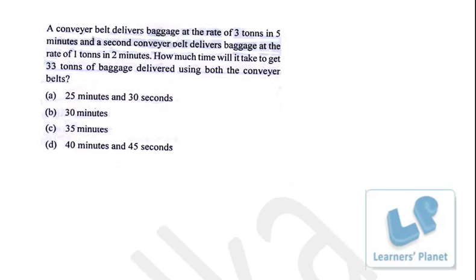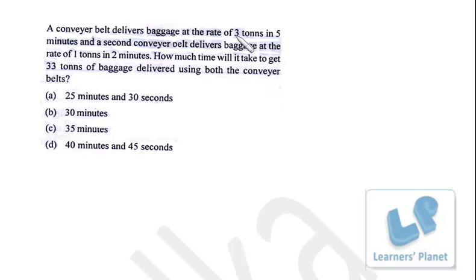Now see this problem. A conveyor belt delivers baggage at the rate of 3 tons in 5 minutes, and the second conveyor belt delivers baggage at the rate of 1 ton in 2 minutes. How much time will it take to get 33 tons of baggage delivered using both the conveyor belts? Now that's pretty simple. See what is happening.